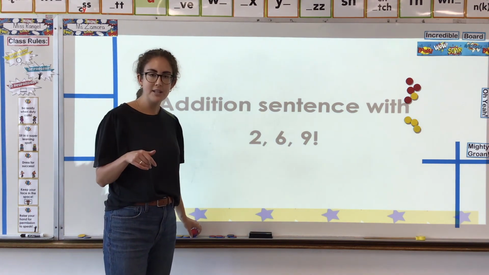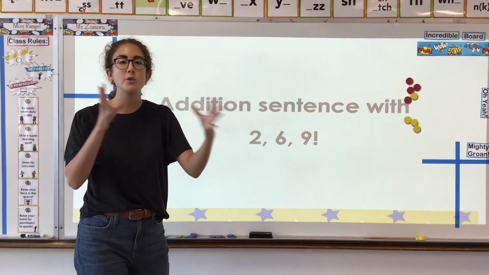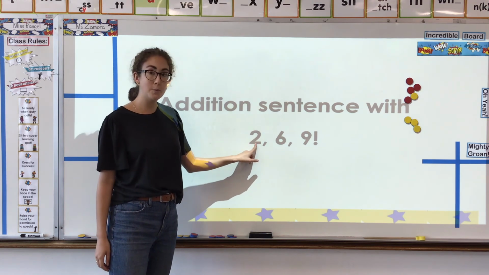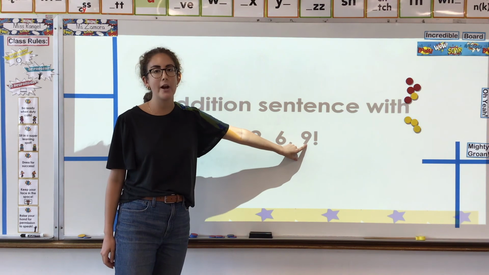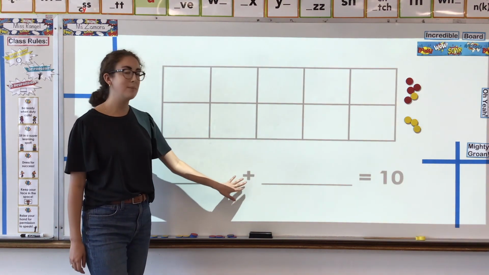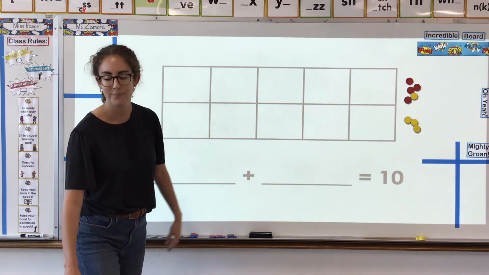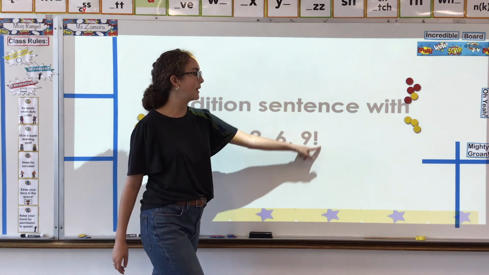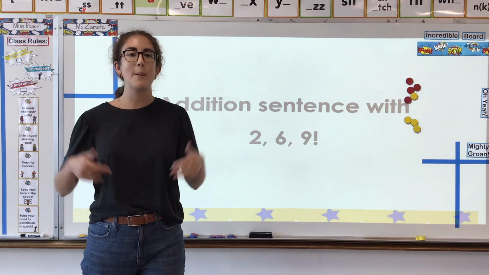You can write out the addition sentences if you want to ahead of time. But I want you to use your 10 frame to show me what is 2's pair, what is 6's pair, and what is 9's pair to 10. And you are going to do that by showing me that knowledge in an addition sentence. So you're going to just make 3 addition sentences for me, all using your 10 frame and showing those number pairs to 10.